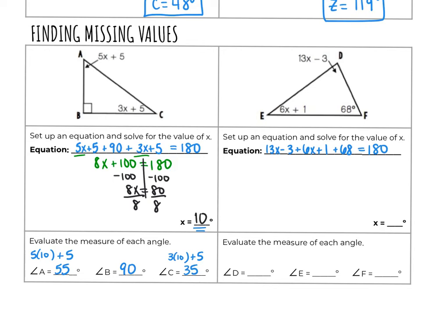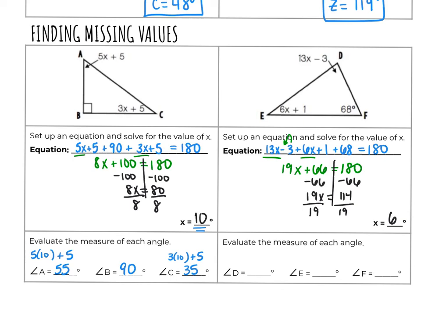When I combine like terms here, I have 13x plus 6x, which would be 19x. When I combine my constants, I have to be on the lookout for that minus sign in front of the 3. So negative 3 plus 1 plus 68 would combine to 66. And that's still all equal to 180. So to solve, I would do 180 minus 66 first. So 19x is equal to 114. And my final step would be to divide by 19. And I get that x would be 6 degrees.